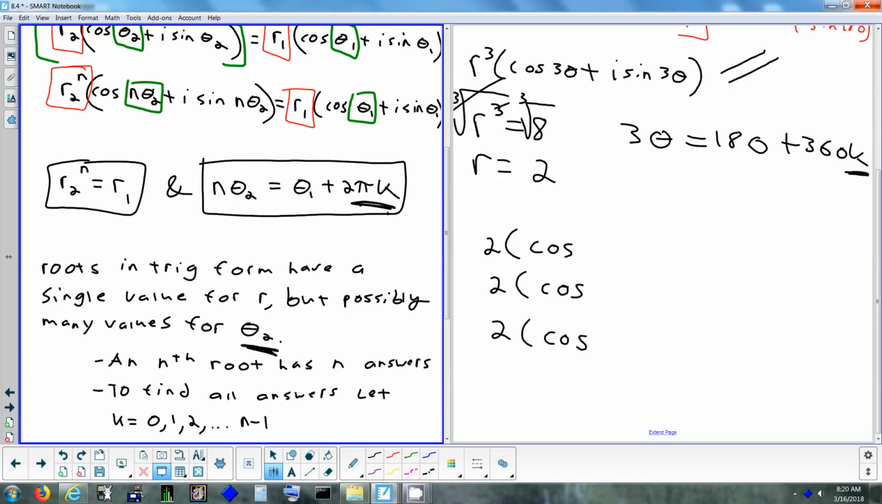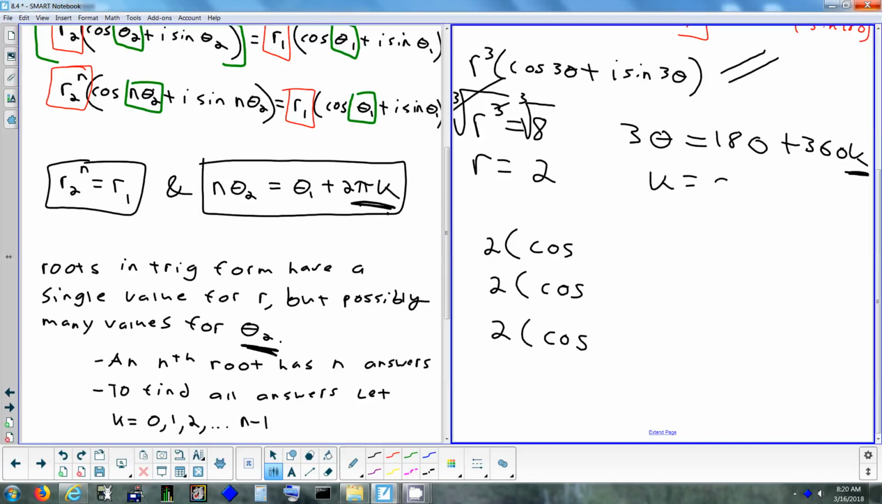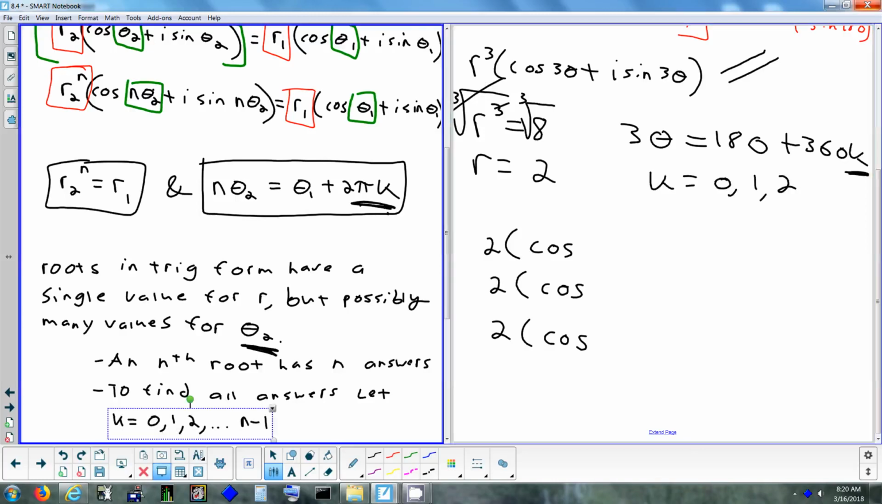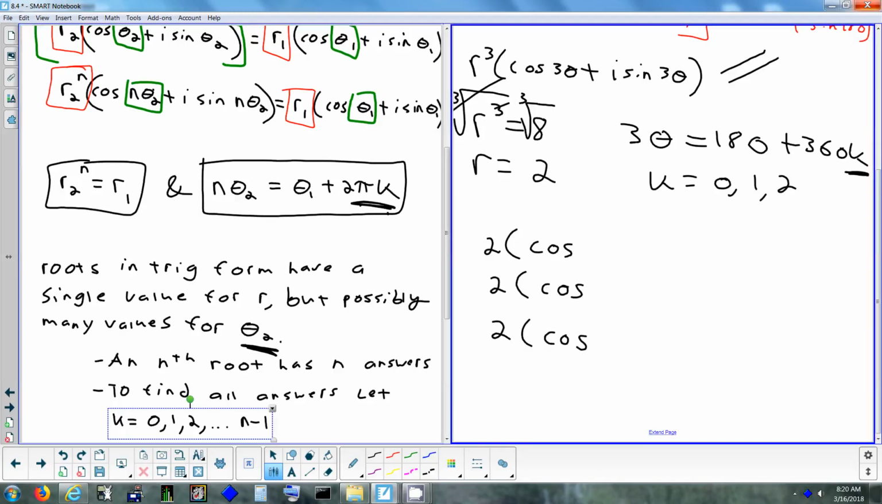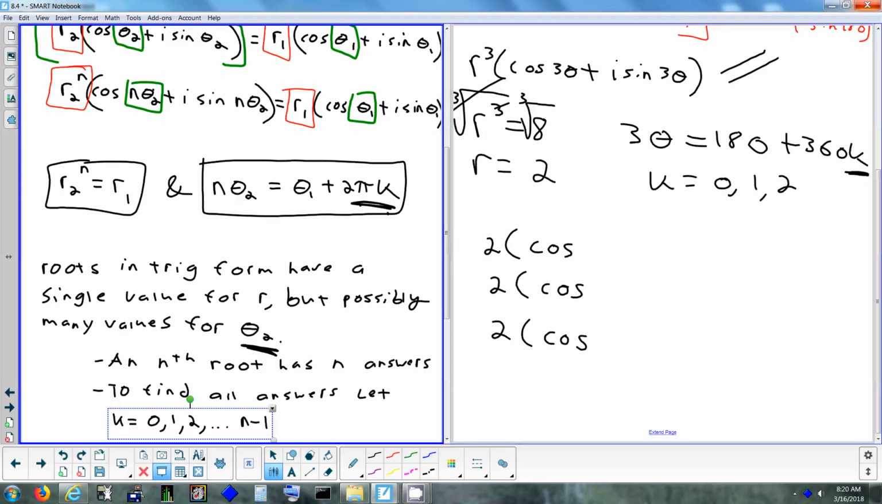If you need 3 answers, k is going to equal 0, 1, 2. The key is remember to start at 0. Don't go 1, 2, 3. 0, 1, 2. There's your 3 answers. So the last number that you're using for k is 1 less than your root. We're doing a cube root. The highest value for k is a 2. That's why it has this minus 1 there. If I was doing a fifth root, I would do 0, 1, 2, 3, 4. 4 would be my highest number for a fifth root.